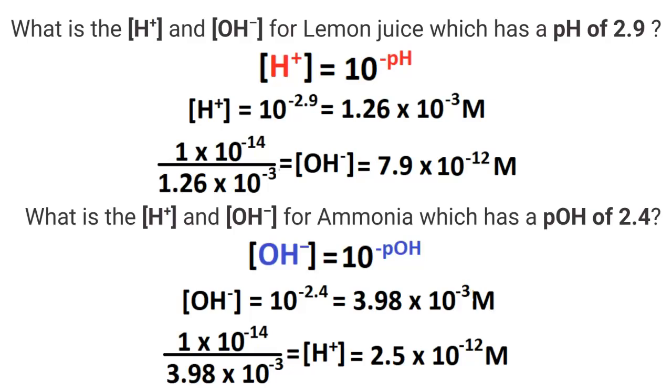Since we know the OH negative, we can figure out the H plus by dividing by Kw. So Kw equals 1 times 10 to the negative 14 divided by our OH negative, which is 3.98 times 10 to the negative 3. Plug that in our calculator and we get H plus, which is 2.5 times 10 to the negative 12 molar.